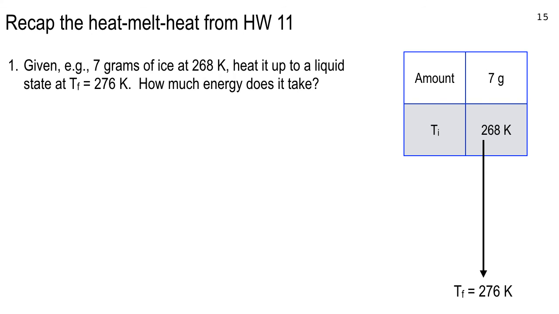Given 7 grams of ice, everybody started at 268 K, but everybody had different values of mass. In this example, it's 7 grams. And we want to heat it up to a liquid state at a target temperature of 276 Kelvin. Everybody had a different target temperature, so every time you take it, it's possible to get a random final temperature.